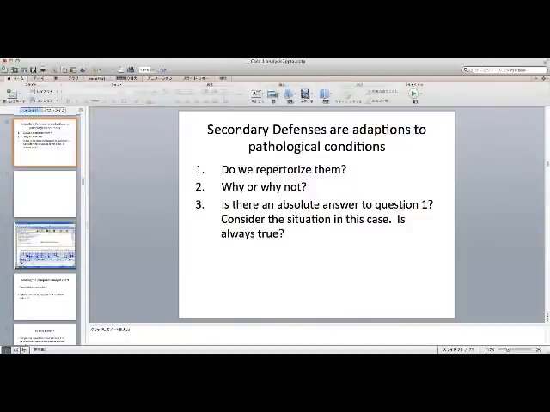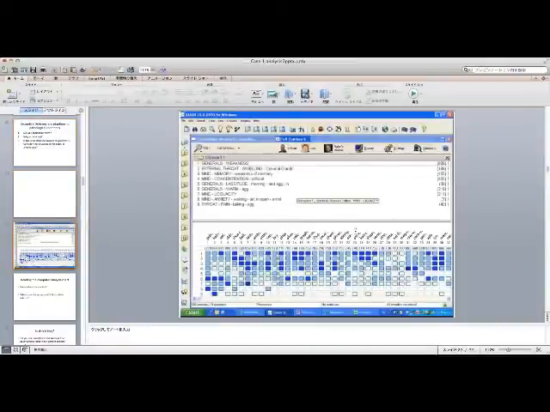So I'm asking, is there an absolute answer to this question? And think about it. Is there? Consider the situation of this case. Is this case always true? Here is Dr. Shadar's repertorization, and I'd like to look at how he's done this. Okay, if you draw a line here, you see that you have rubrics here. These are rubrics with many remedies in them. And here there are fewer remedies.